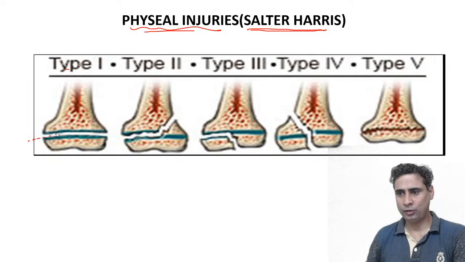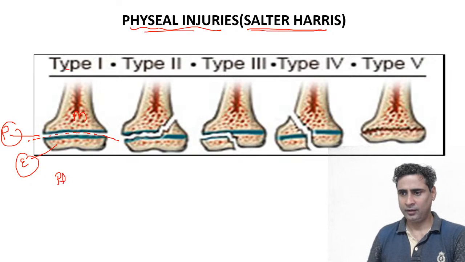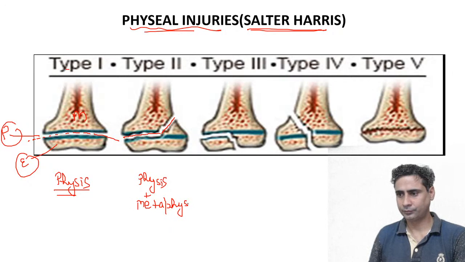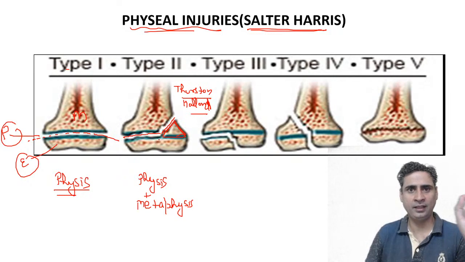Type 1, there is separation through the physis. So this is the metaphysis, this is the physis, this is the epiphysis, physis or growth plate. So there is separation through the physis. So only physeal damage is there. In type 2, there is a fracture of this metaphyseal area, here you can see, and separation through the physis. So here physis plus metaphysis are involved, and this triangular fragment of bone on X-ray is known as the Thurston-Holland sign. Okay, Thurston-Holland sign is seen in type 2 physeal injury where there is a triangular metaphyseal fragment. Now this type 2 injury is the most common type of physeal injury in children.